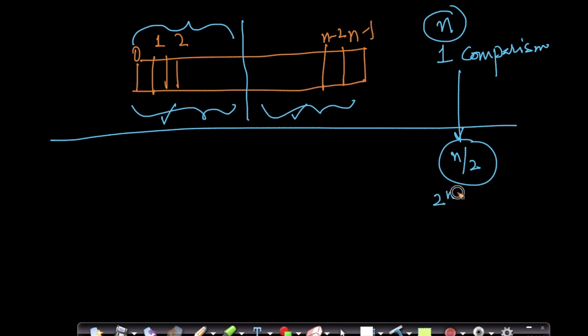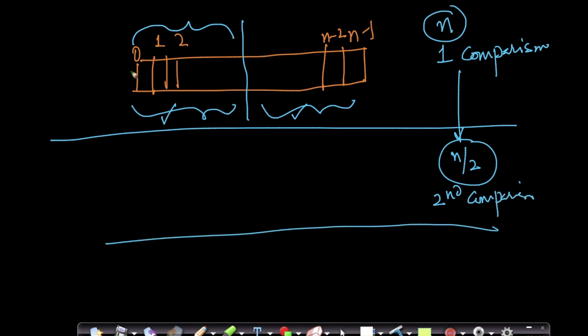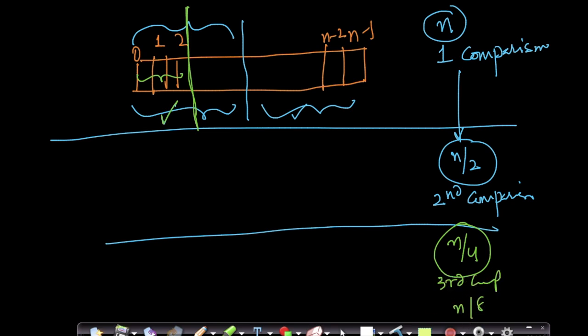Now, after my second comparison, what happens? Let's assume I decide that it's here. I break this again into 2 equal parts, right? So what is the size of this subarray? This subarray will be n by 4 in size, right? After the third comparison, it will be n by 8, right?